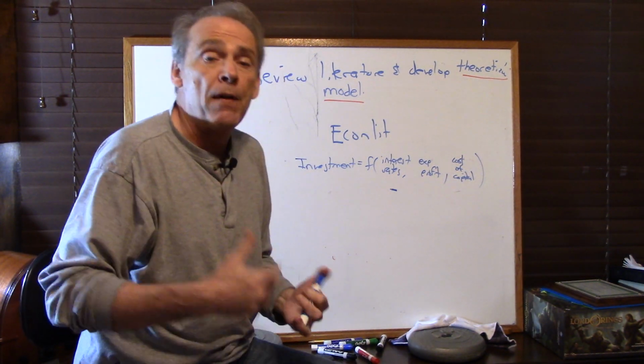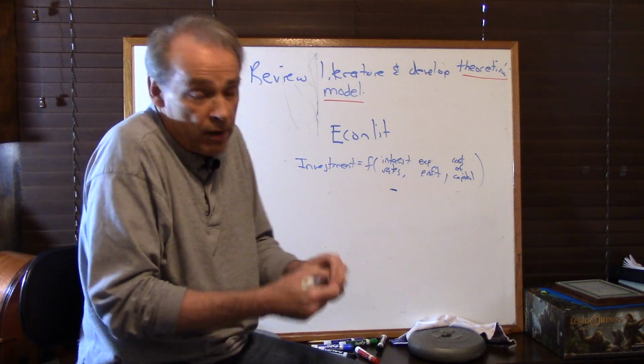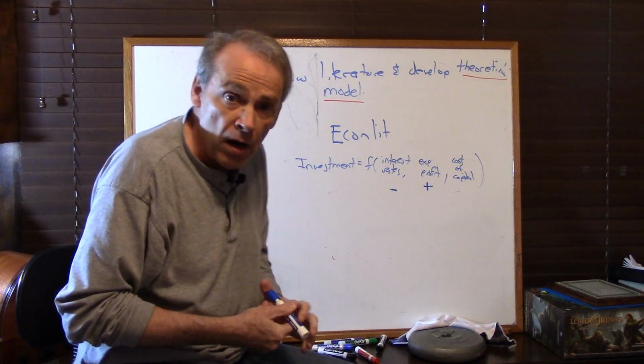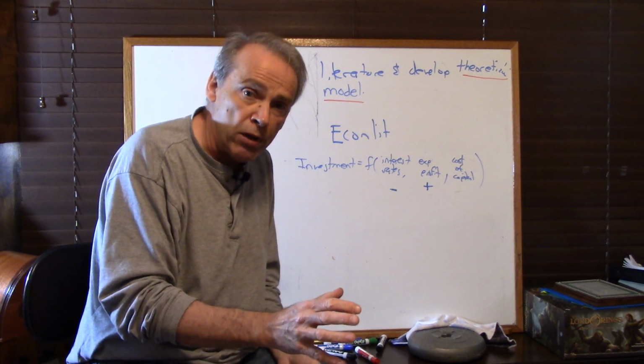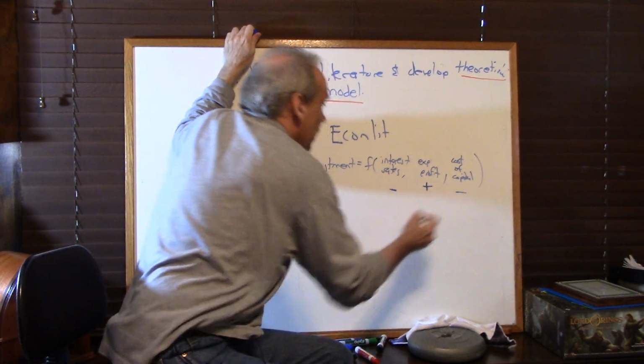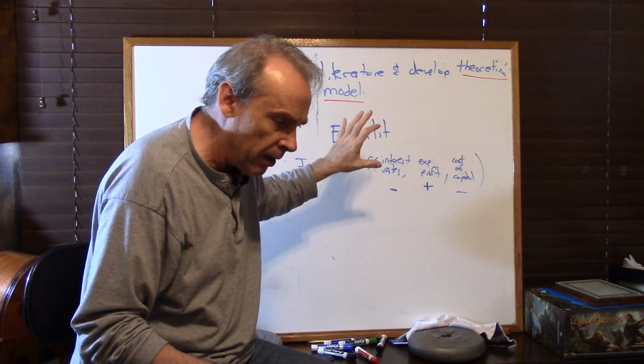Expected profit. If I'm an entrepreneur and I think that by building a new restaurant I can make a lot of money, I'm going to build more restaurants. Cost of capital. However, the more expensive it is to build a restaurant right now, the less likely I am to undertake this process. So in general, these are the things I think are important. That's what you come up with there.